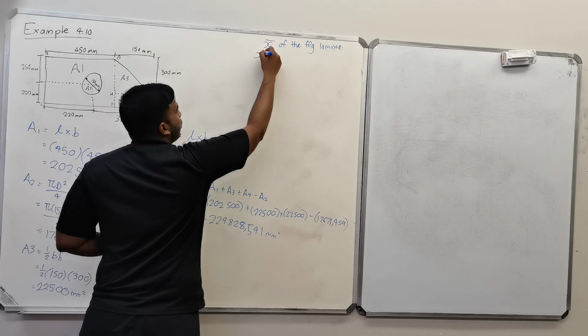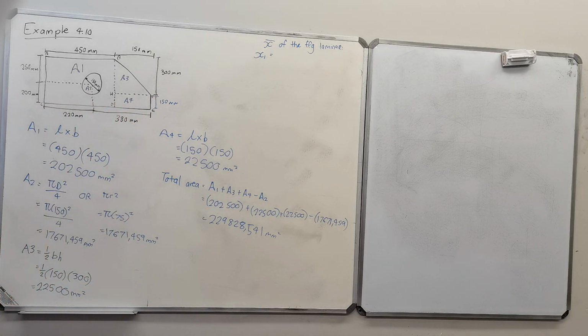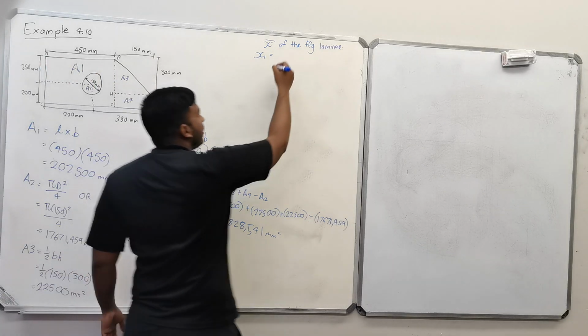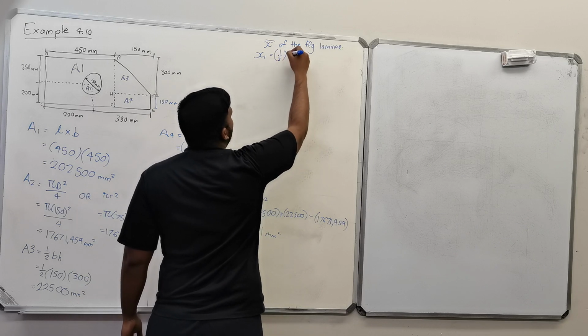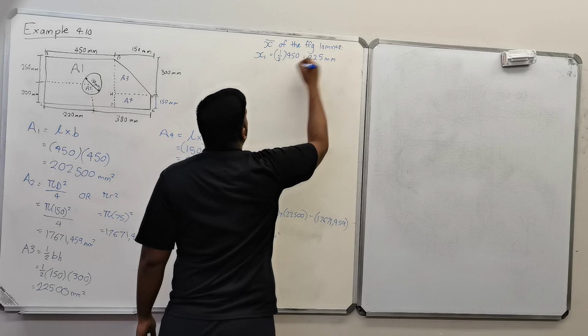So x1 would be equal to what? x1 would correspond to A1, y1 would correspond to that, right? What's the length of this line? 450. So it will be equal to half of 450, 225, which is equal to 225 millimeters.